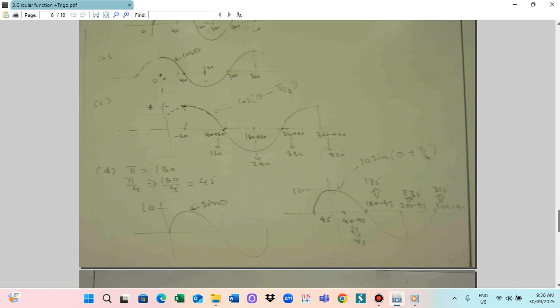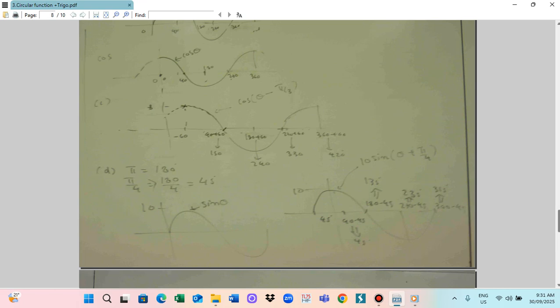So now we draw the graph. First we draw the sine graph. This angle magnitude is 10. Magnitude 10. So this is the sine theta graph. Now we utilize the angle theta plus pi by 4. Plus pi by 4 means it starts earlier. Starts earlier means instead of starting at 0, it starts at 45 degrees.